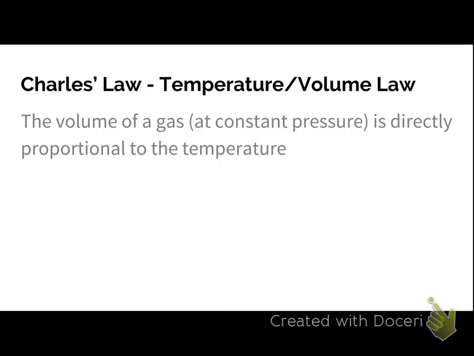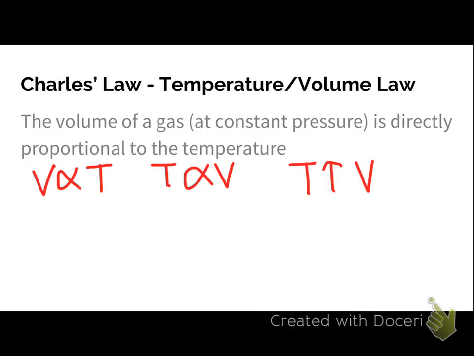Next law, Charles' law. This is going to be dealing with temperature and volume. Charles' law states that the volume of a gas at constant pressure, meaning our pressure is staying the same, it is not changing, is directly proportional to the temperature. So my volume is directly proportional to my temperature, which means my temperature is directly proportional to my volume. As my temperature goes up, my volume goes up.